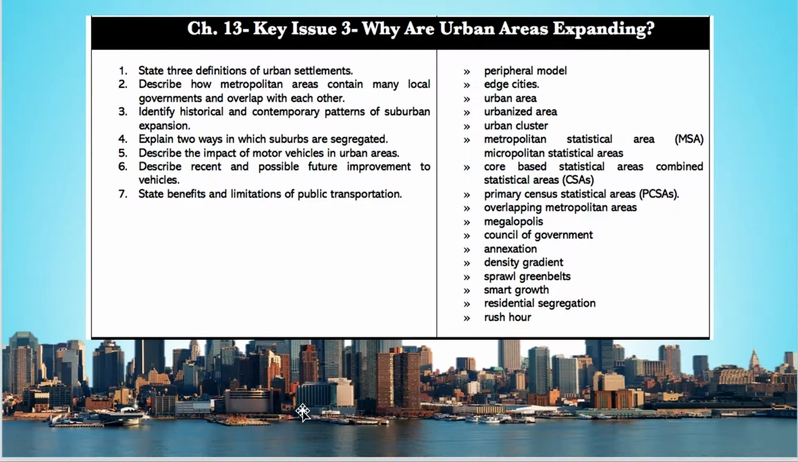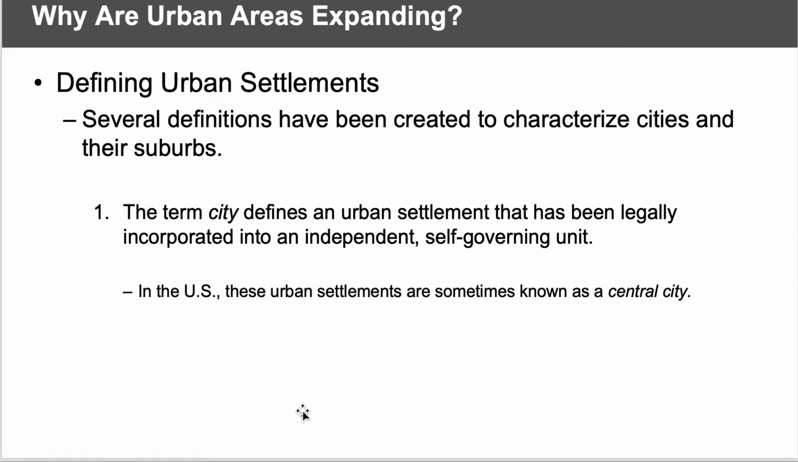We have peripheral model, edge cities, urban area, urbanized area, urban cluster, metropolitan statistical area, micropolitan statistical area, core-based statistical area, primary census statistical area, overlapping metropolitan areas, megalopolis, council of government, annexation, density gradient, sprawl, greenbelts, smart growth, residential segregation, and rush hour. Okay, so several definitions have been created to characterize cities and their suburbs.